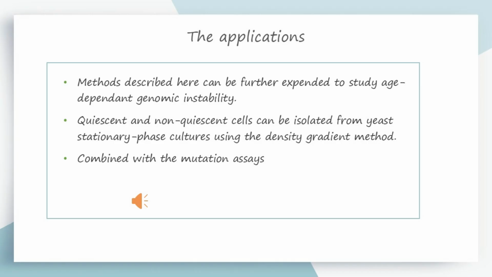The applications. Methods described here can be further expanded to study age-dependent genomic instability. Quiescent and non-quiescent cells can be isolated from yeast stationary phase cultures using the density gradient method, combined with the mutation assays.